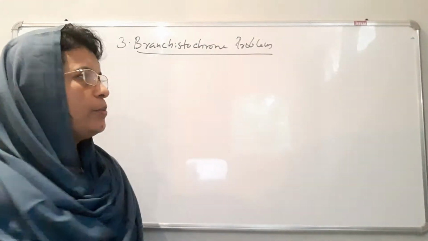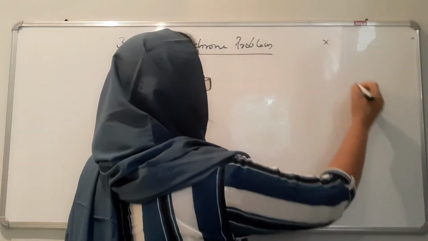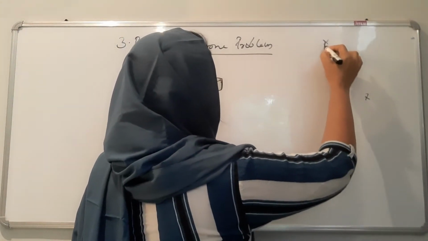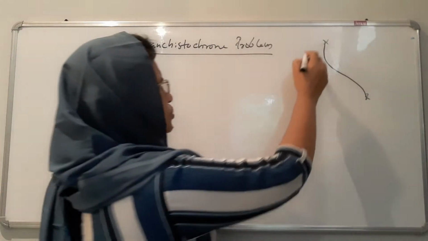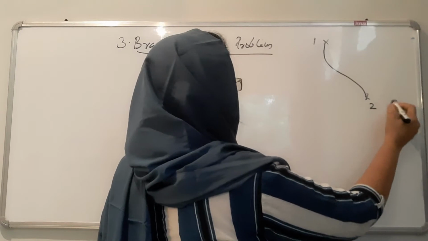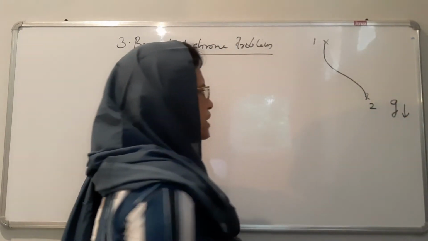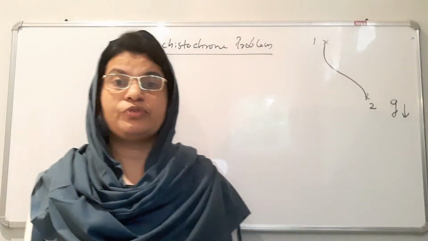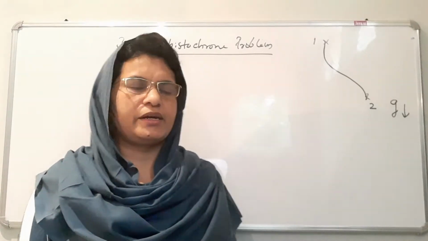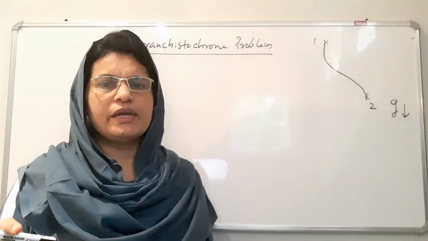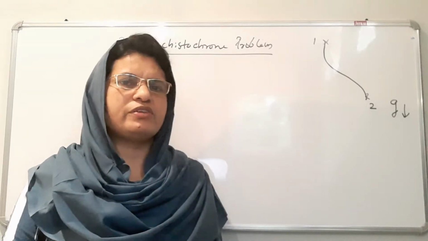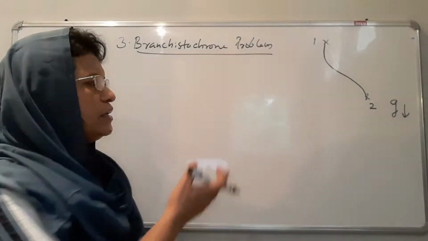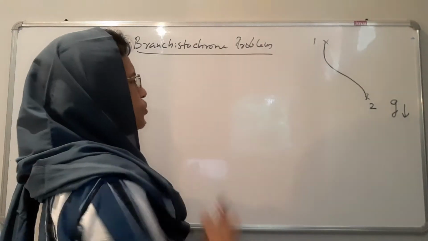That is when a body is moving from one point to another point. The Brachistochrone problem means a body moving from point 1 to point 2 under the influence of gravity alone, only the force acting is gravity, and we have to find the minimum time taken. The minimum time taken for a body to move from one point to another under the influence of gravity is called the solution of the Brachistochrone problem.